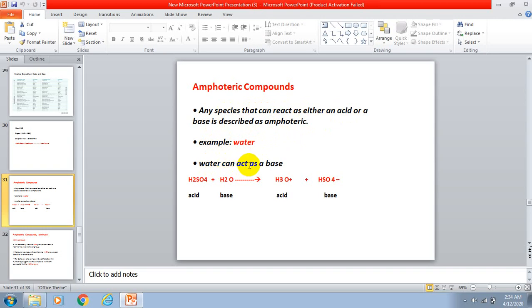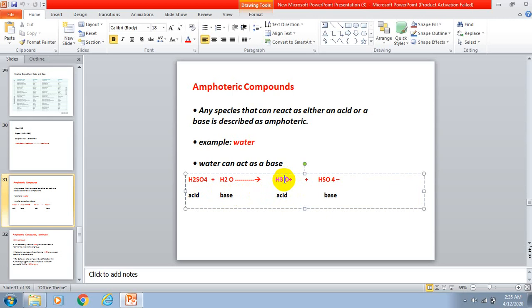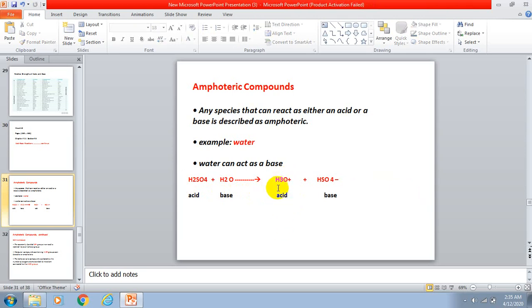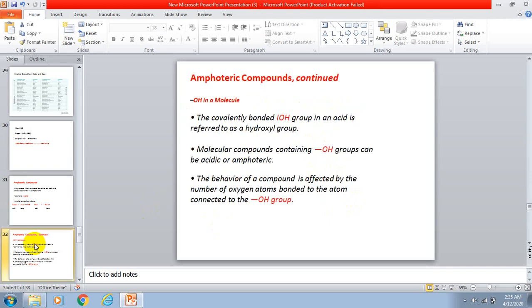Simple example: water can react as a base. H2SO4, sulfuric acid, this is an acid, combined with the base H2O. Look at acid bases. It will give us H3O, though it is an ion, and HSO4 negative, it is a base. So it clearly indicates that the species, like the water, that reacts either with acids or bases like this, are known to be amphoteric.